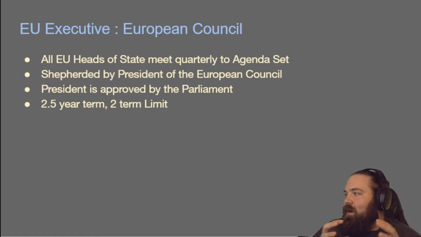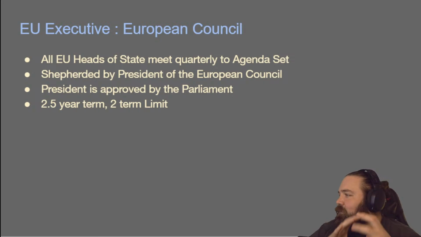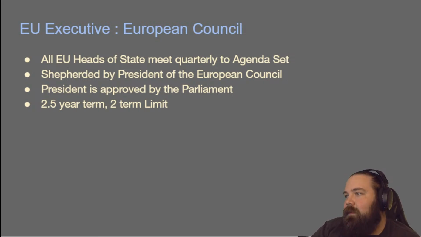So in many ways, right, they are filling that head of government role as an executive without inherently being the ones enacting things, right? So they're policy setting, they're not actually putting things into practice. This would be like really heavily separating the president as policy setter from the bureaucracy. The European executive is shepherded. It's led by a president of the European Council who is approved by the Parliament. They serve 2.5-year terms for a 2-term limit of 5 years.